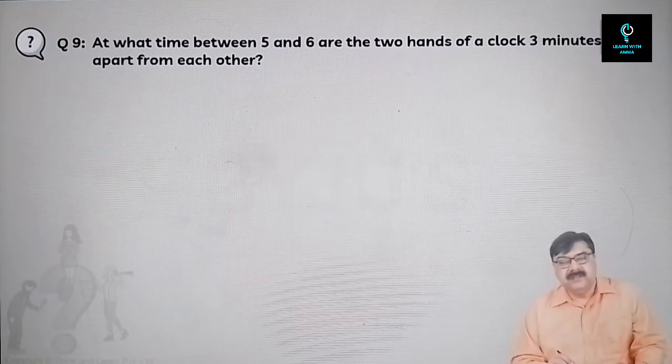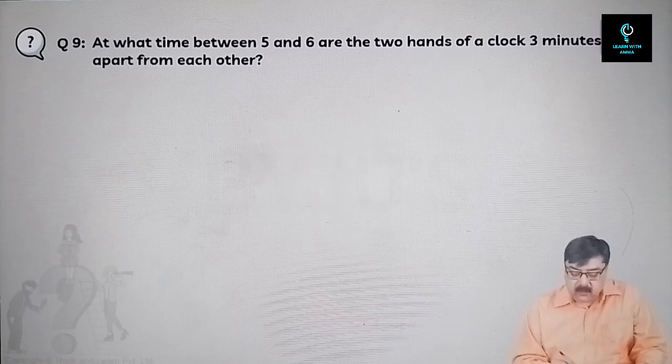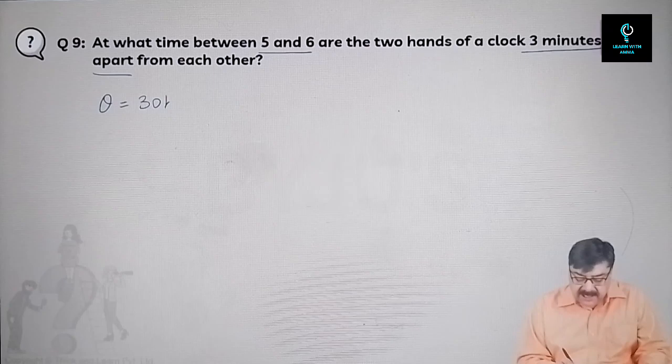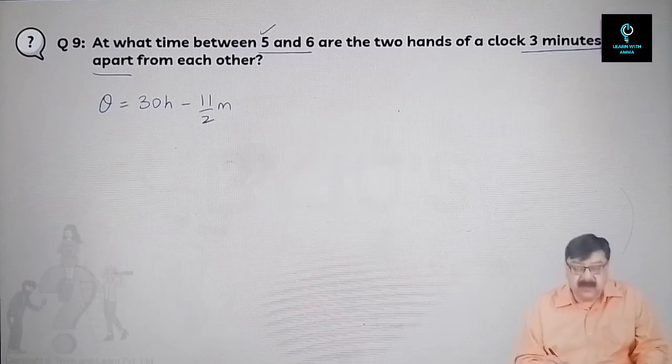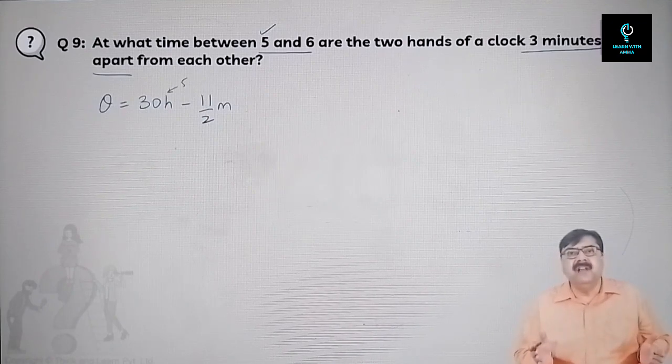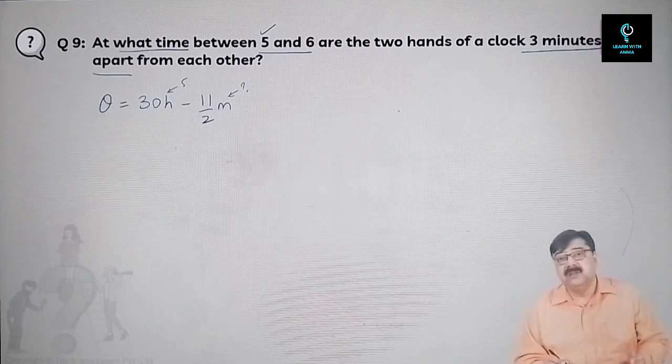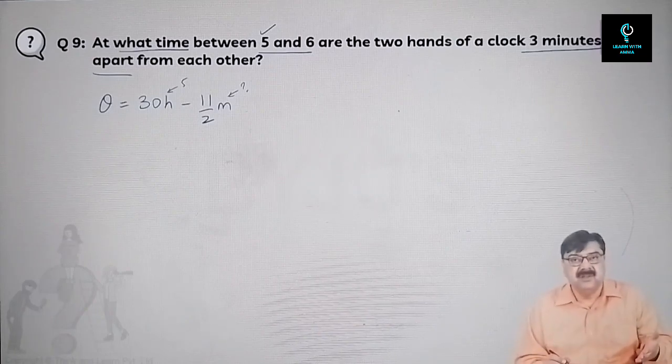Now look at this question. Such kind of a question has appeared in CSAT examination as well. Now, at what time between 5 and 6 are the two hands of a clock 3 minutes apart from each other? So we have the formula theta is equal to 30h minus 11 by 2m. Now see, h is already given to us, and that is 5. Between 5 and 6, the hour value will always be 5. Minutes you have to find out because he's asking you at what time. So it is going to be 5 hours and some minutes, m minutes.